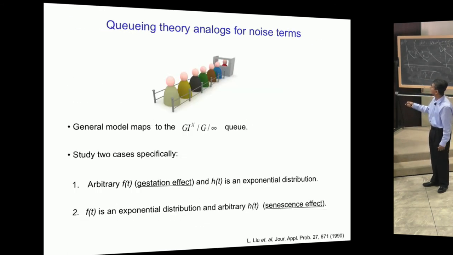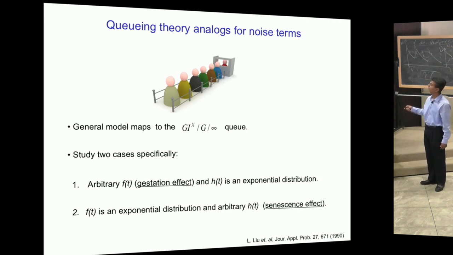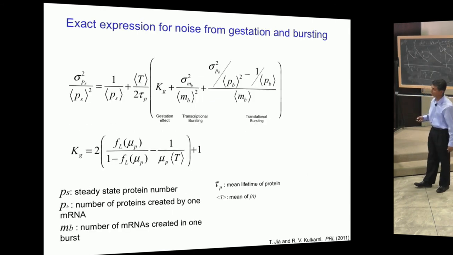This is important. Basically, our model maps onto what is known in the queuing literature as a G^X/G/infinity queue: G for general arrival process, X for burst distribution, so arrival in batches, not singly, G for general departure process, and infinity stands for infinite server queues. So we can use the toolbox in queuing theory to look at our general model.